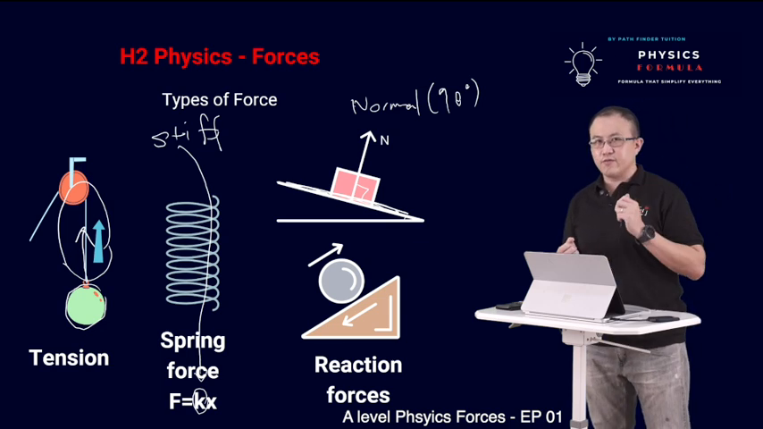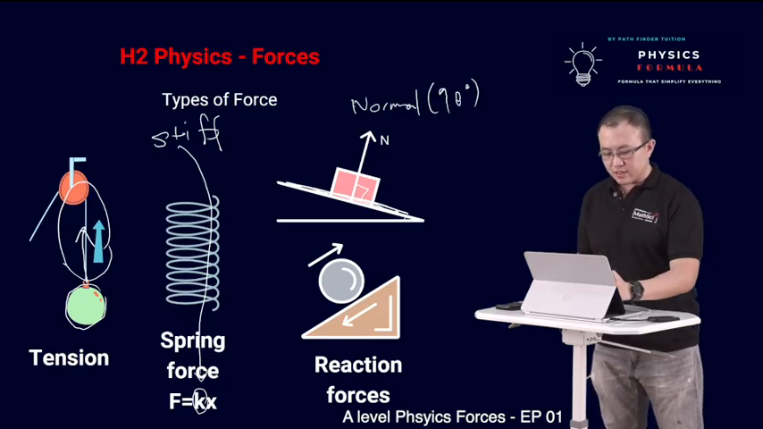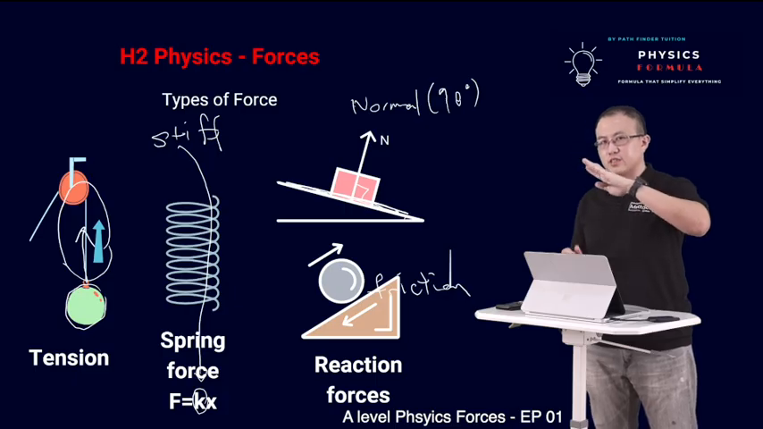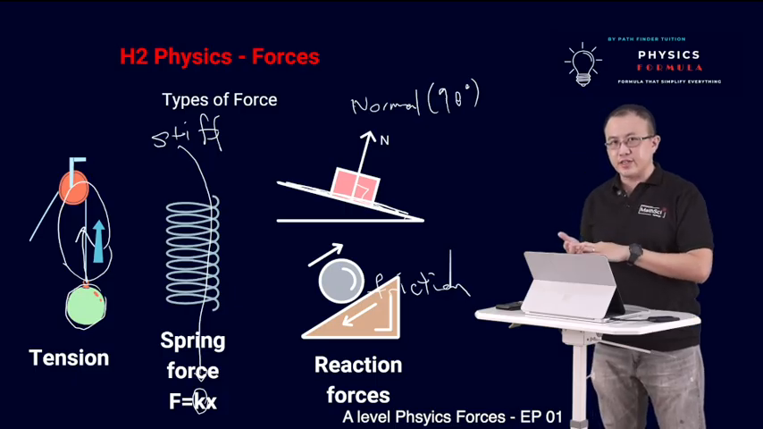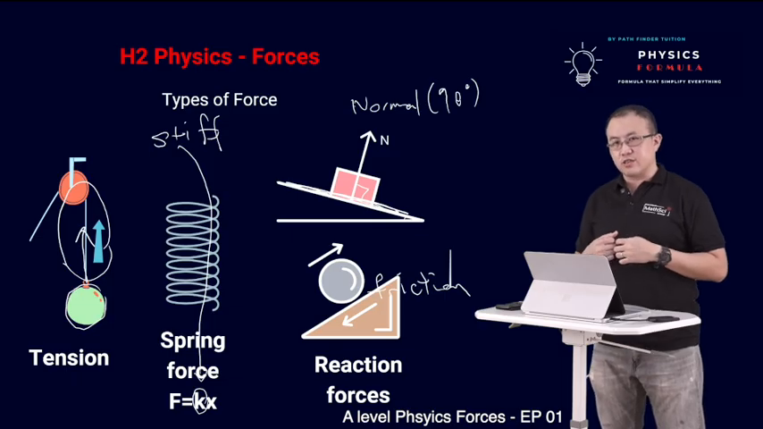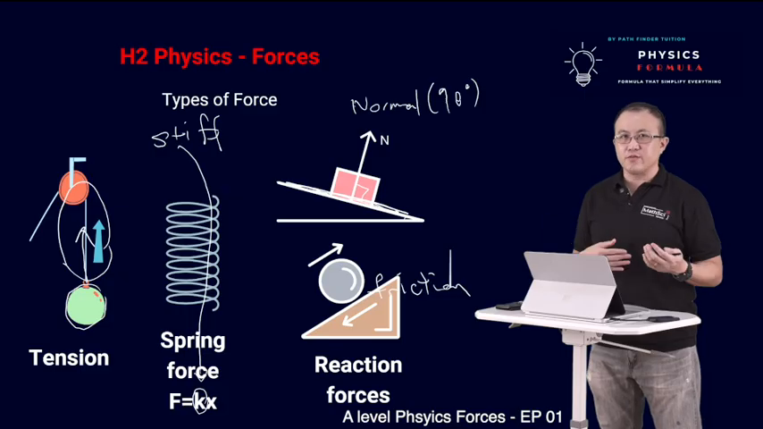Second reaction force that you often see, but you might not know is a reaction force, is called friction. Friction is also a reaction force because when your object is moving up the slope, the surface will provide, if it's a rough surface, a force that's acting against it. So this is a frictional force, and because you're trying to go up, I'm trying to go against you, so it's a reaction force.